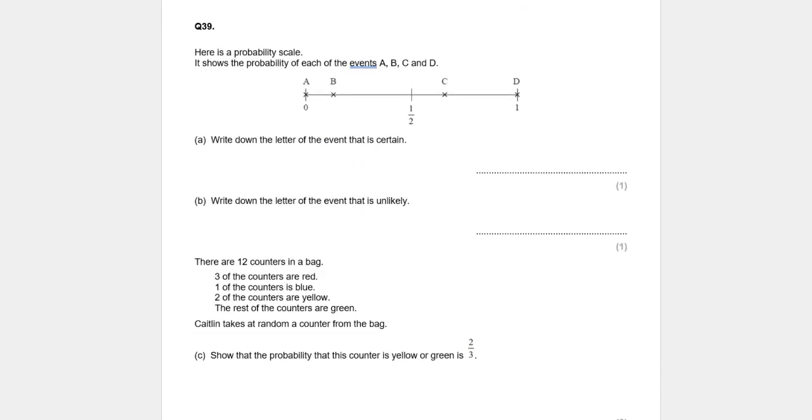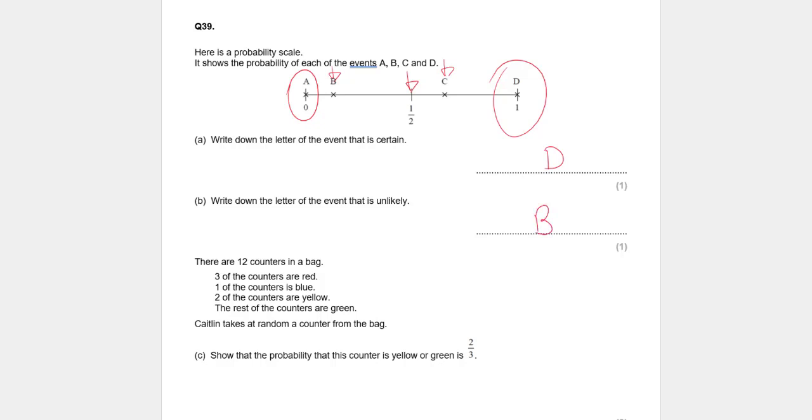Number 39. Here is the probability scale. It shows the probability of each of the events A, B, C and D. So we can see here on this line. Write down the letter of the event that is certain. So we know certain is 1 or 100%. So the letter is D. Write down the letter of the event that is unlikely. So unlikely, we can see, is B. So this is half, even chance. So this is most likely, and B is unlikely. A is impossible, so it's going to be B.